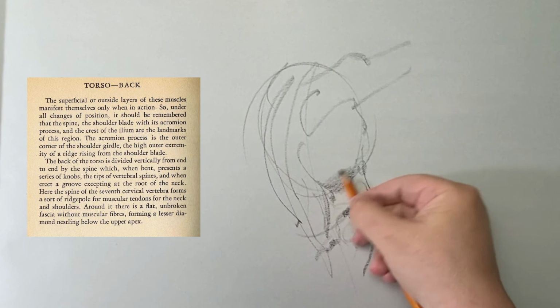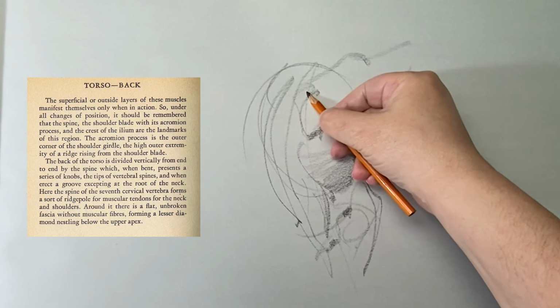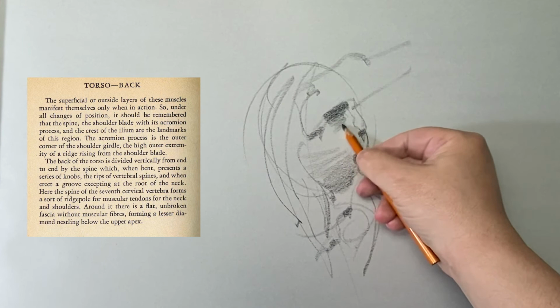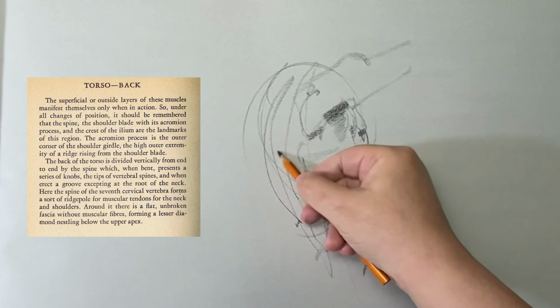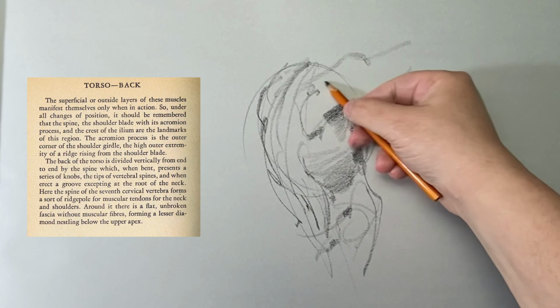The superficial or outside layers of these muscles manifest themselves only when in action. So under all changes of position, it should be remembered that the spine, the shoulder blade with its acromion process, and the crest of the ilium are the landmarks of this region. The acromion process is the outer corner of the shoulder girdle, the high outer extremity of a ridge rising from the shoulder blade. The back of the torso is divided vertically from end to end by the spine, which, when bent, presents a series of knobs, the tips of vertebral spines, and when erect, a groove accepting at the root of the neck.